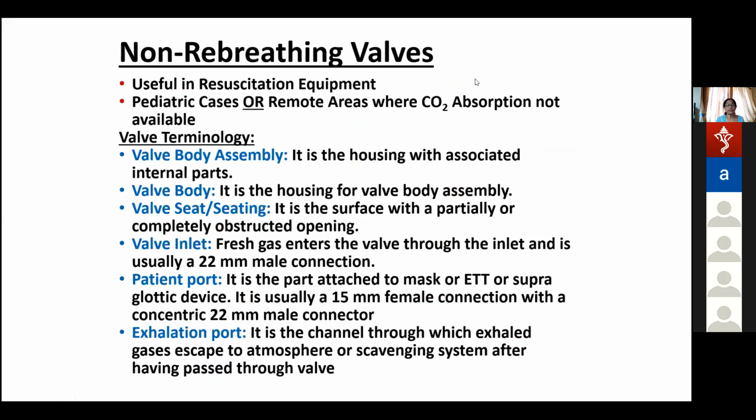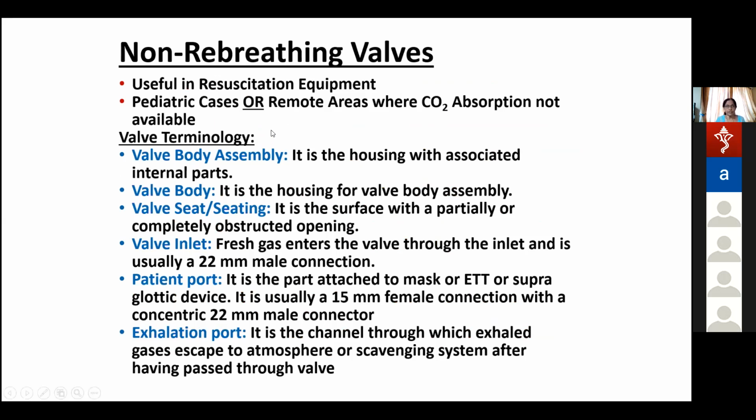Non-rebreathing valves. Now let us see whenever we use a non-rebreathing valve with the McGill circuit, that is Mapleson A. What is the importance of it? It is useful in resuscitation equipment, any non-rebreathing valve. In pediatric cases or remote areas where CO2 absorption is not available, non-rebreathing valves are used.